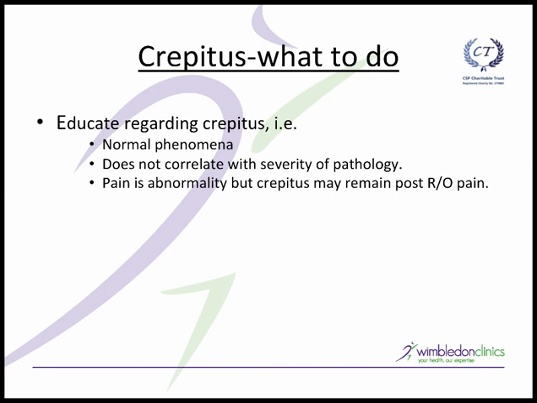We need to educate that crepitus is a normal phenomenon and it signifies movement of fluid through a slightly irregular joint surface. Now this might be a very superficial change in the top layer of the retropatellar cartilage that would be considered a normal finding in the adult population. The crepitus does not correlate with severity of pathology. And we need to make sure that people view the pain as the abnormality, and that is what we're aiming to get rid of, but the crepitus may remain post-removal of pain.